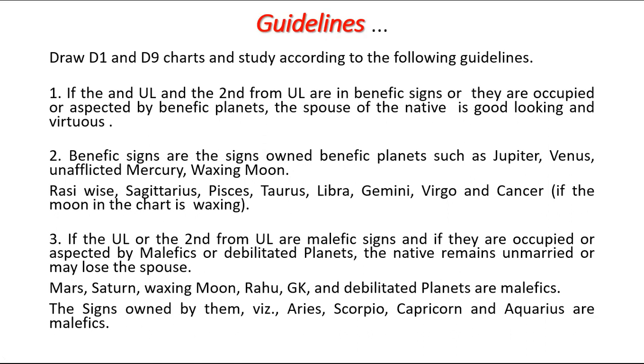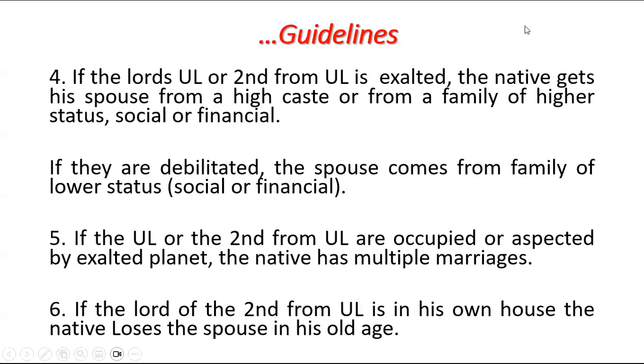In this context, we have to understand that Mars, Saturn, waxing moon, Rahu, and GK, along with the debilitated planets, are malefics. Accordingly, the signs owned by all the above grahas, Aries, Scorpio, Capricorn, and Aquarius, will be malefic.